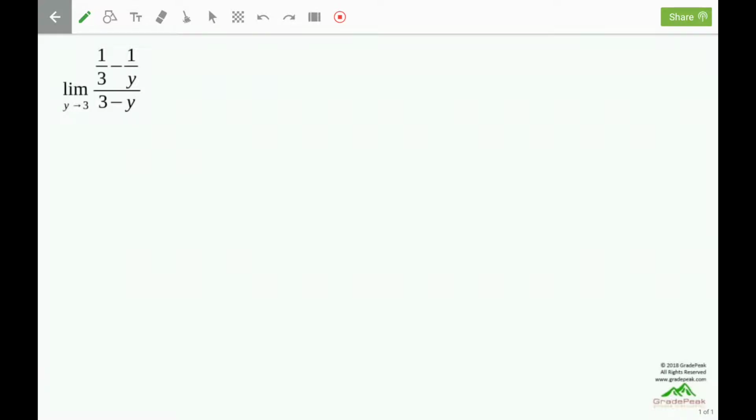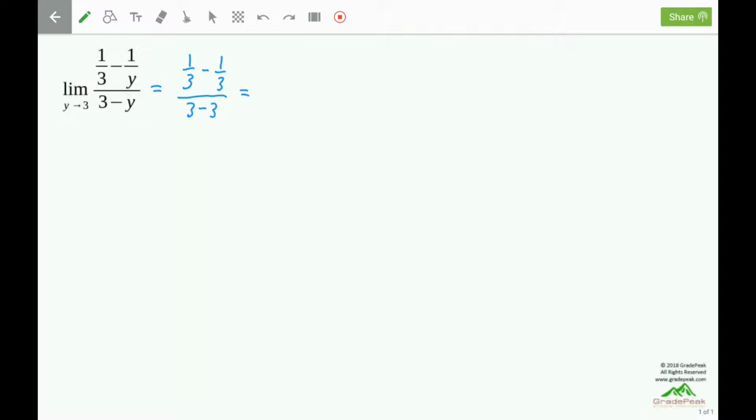Limit as y goes to 3 of (1/3 - 1/y) over (3 - y). The first thing we're going to do is try plugging a 3 in for each of the y's. In the numerator, that'll give me 1/3 minus 1/3. In the denominator, that'll give me 3 minus 3.